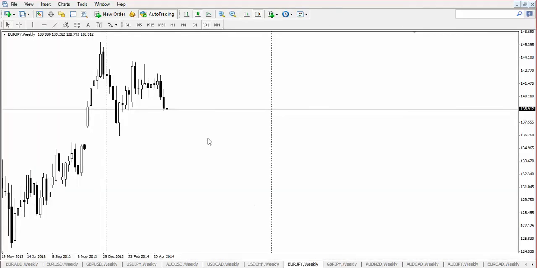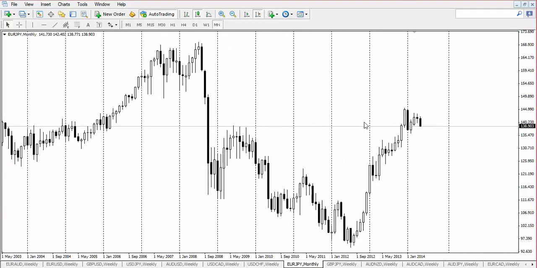Euro yen, monthly chart is looking very toppy at the moment. We had this big bearish engulfing candle. We had indecision last month. This month has been total bear.